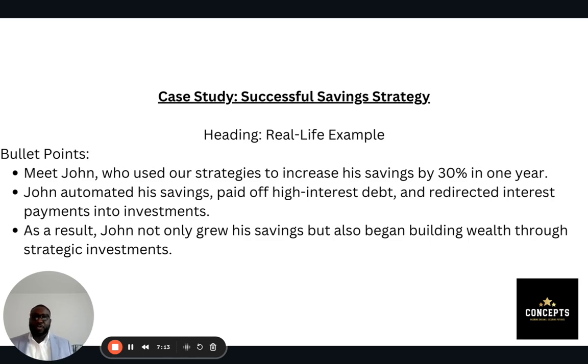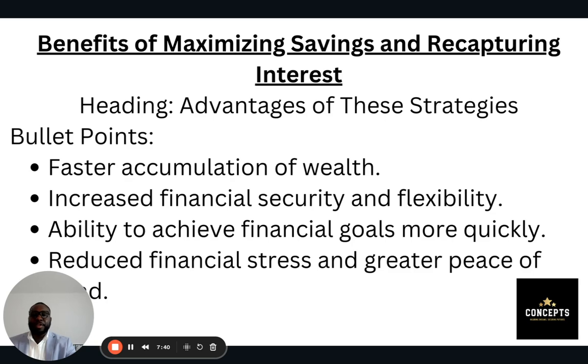He no longer works for his corporate job. He actually works in his dream business of embroidery, and he employs his mother, who could use some additional retirement income. He employs other family members. He employs other people in his community, all from taking control of his finances. It's a beautiful thing. As a result, he not only grew his savings, but also began building wealth through other strategic investments as well. And this same thing can actually happen for you.